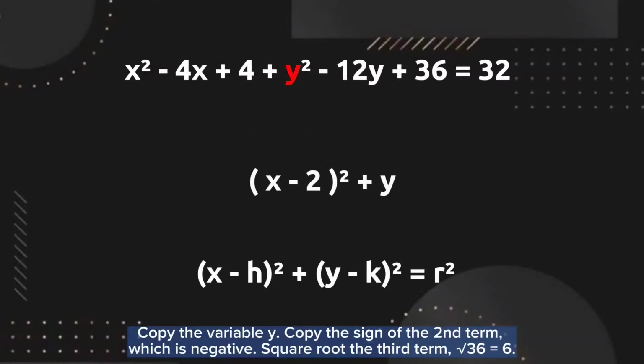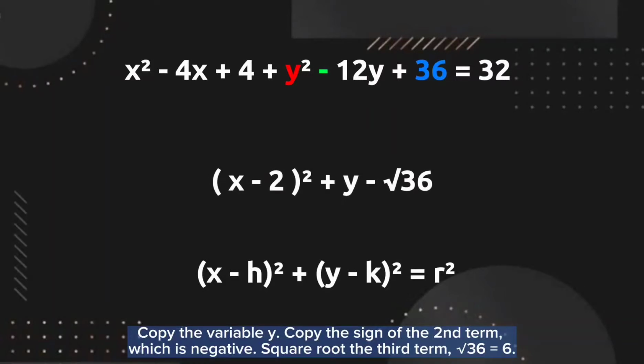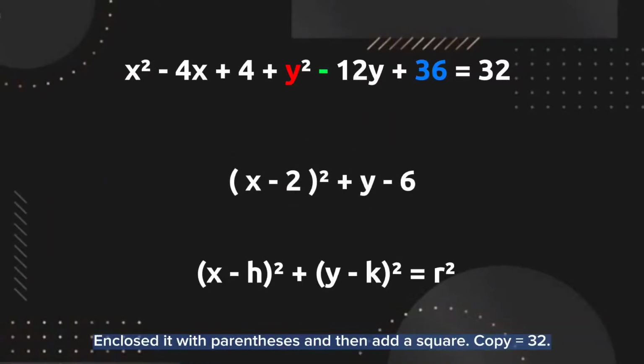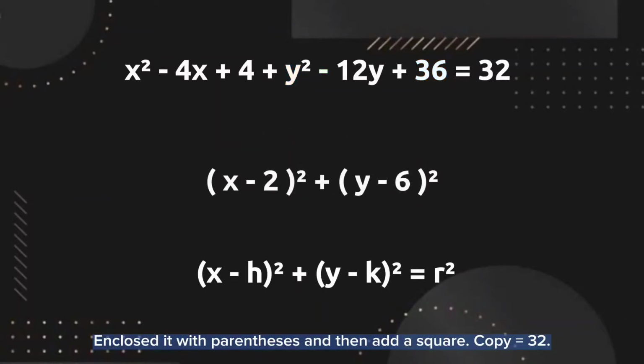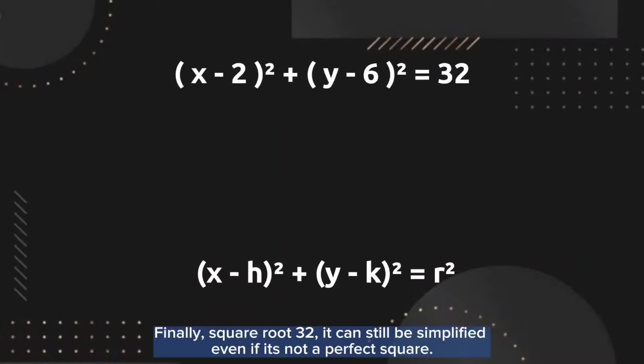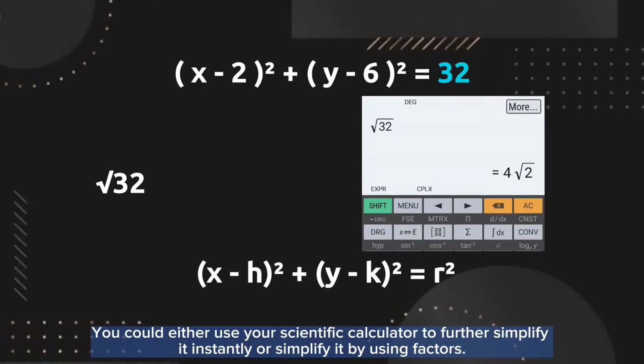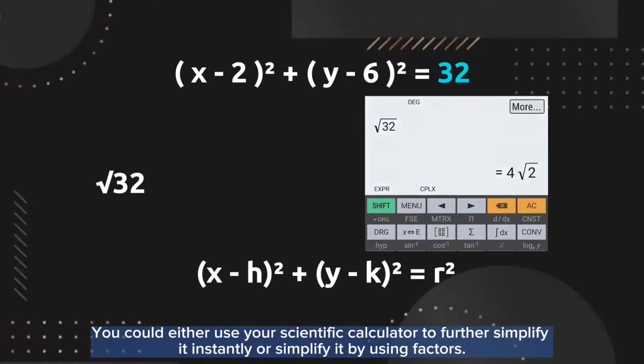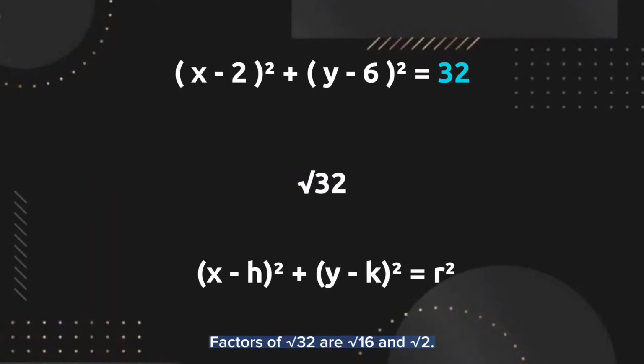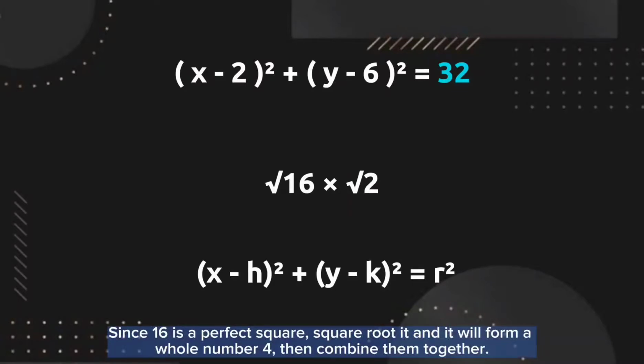Copy the variable y, copy the sign of the second term which is negative, and square root the third term. Square root of 36 is equal to positive 6. Enclose it with parentheses and then add a square. Copy equals 32. Finally, square root 32. It can still be simplified even if it's not a perfect square. You could either use your scientific calculator to simplify it instantly or simplify it by using factors. Factors of square root of 32 are square root of 16 and square root of 2. Since 16 is a perfect square, root it and it will form a whole number 4.